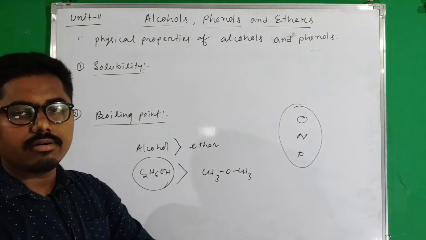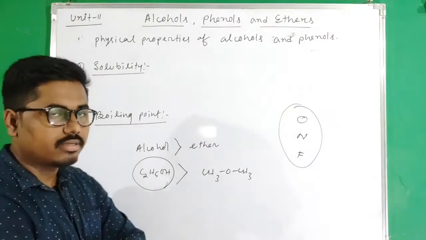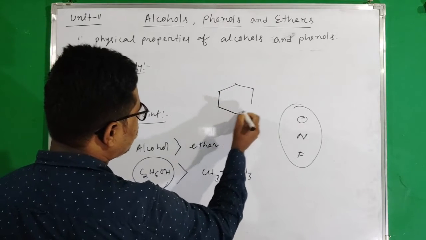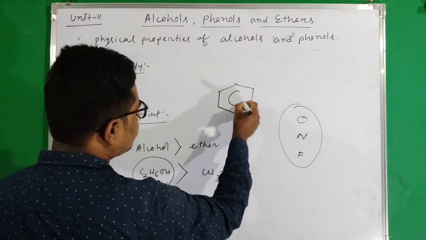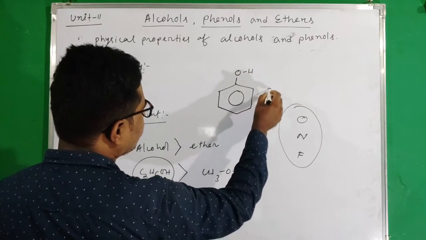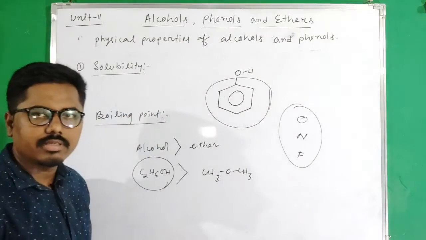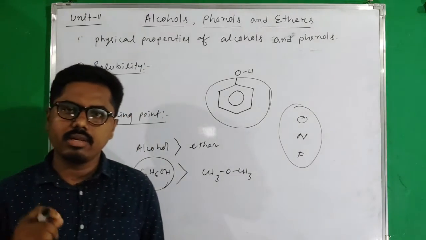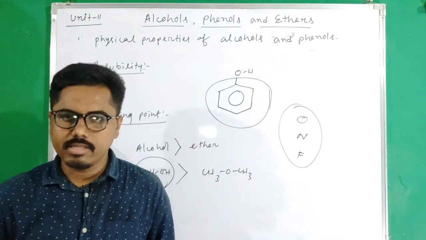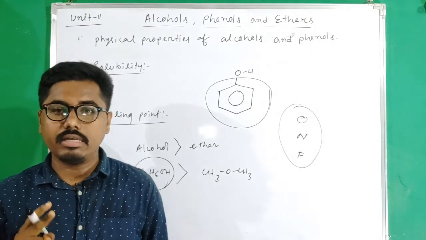Okay, but higher alcohols are insoluble in water. Similarly phenol is also insoluble in water, because in case of phenol the size of aromatic ring is very large, hence this ring will prevent formation of intermolecular hydrogen bonding with water. Therefore phenol is also insoluble in water. So we have discussed two important physical properties of alcohols and phenols which are very important.